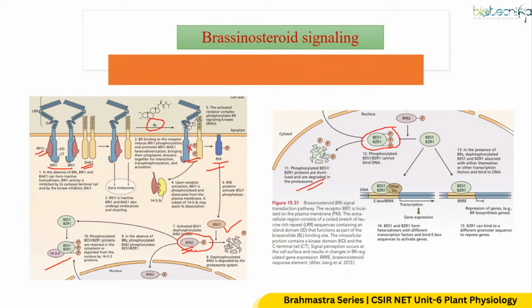If we are removing the phosphate group from here, BIN2 will be dephosphorylated. So this dephosphorylated BIN2 is degraded by the proteasome system. So at that junction, what happens? Your transcription factors are free. So when your transcription factors are free, they are responsible for carrying out the gene expression. Okay? So that is how all the four signaling pathways work. But remember, you also need to study ethylene as well as abscisic acid. They are also equally important. Okay?